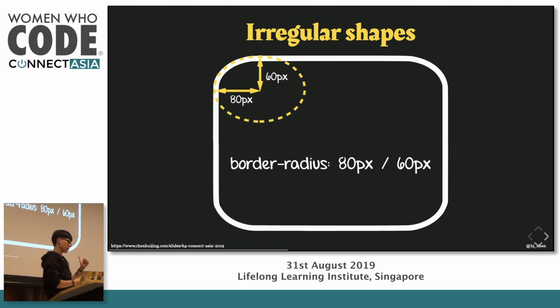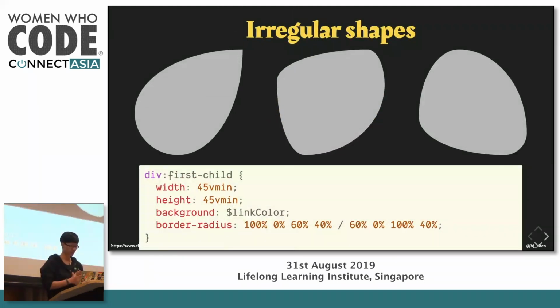This is a very interesting property because you can create a lot of irregular shapes just by manipulating the borders. Your border radius can potentially have up to 8 values, but the order remains the same. So it's still top left, top right, bottom left.